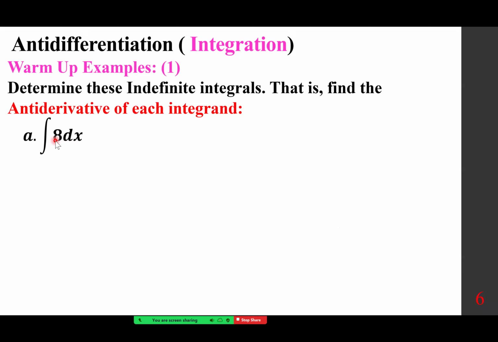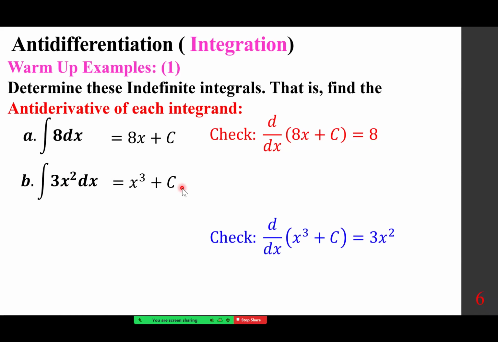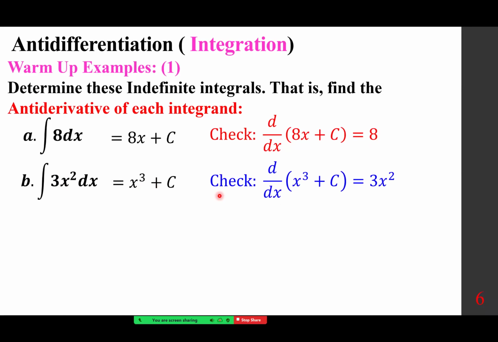8x. Beautiful. So it's 8x plus c. And you check, if you differentiate this, it must give you this one without the dx, and it does. So check the derivative of 8x plus c. Say, this one we've done already on the previous page. Think of something you take a derivative of, it gives you 3x squared, which is x cubed. So the answer is x cubed plus c. If you differentiate the right side, the derivative of x cubed plus c must give you this without the dx, so 3x squared.